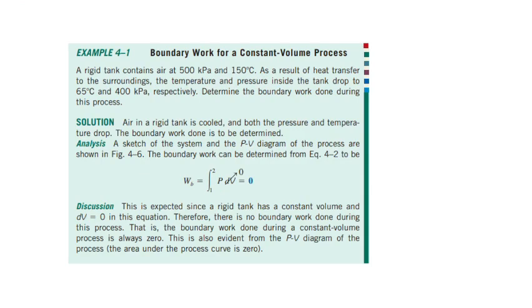Now the next example is, you have a rigid tank which contains air at 500 kPa. So pressure is given, while the temperature is 150. As a result of heat transfer to the surroundings, the temperature and pressure inside the tank drop. So temperature becomes 65, this is T2, while pressure becomes 400 kPa. And you have to determine the work done during the process.